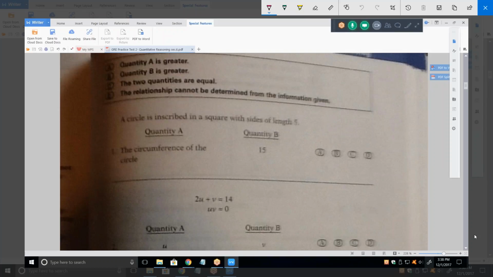What's our first step going to be? Draw the picture. Absolutely. So it's inscribed in a square, so I'm going to draw the square first, and I'm going to put a circle inside of it. So the diameter we know is 5. Yes.